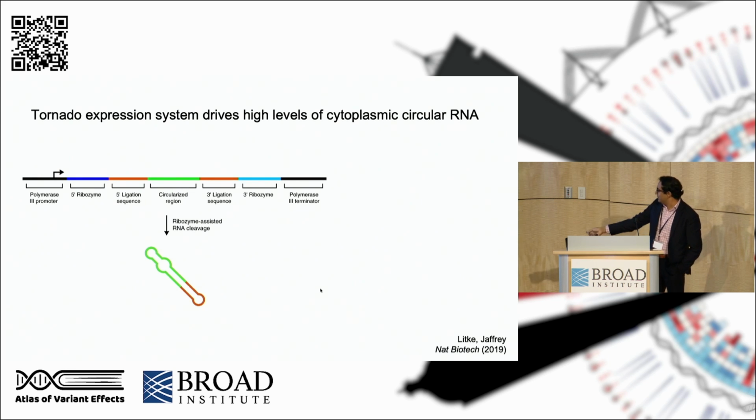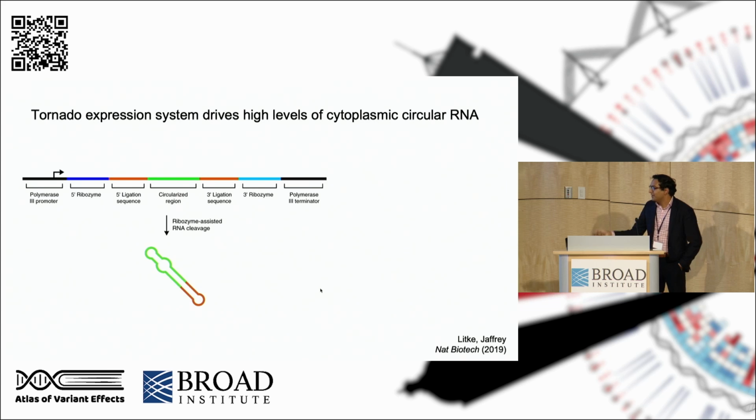So there's this paper that was written by Sami Jaffrey's group in Nature Biotech in 2019, where they described this really simple method for creating circular RNAs that increase to up to micromolar levels in the cell. And so you can use a polymerase III promoter just like a U6 promoter to express this small RNA that self-circularizes itself because it's a ribozyme.